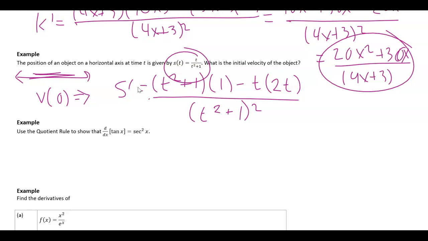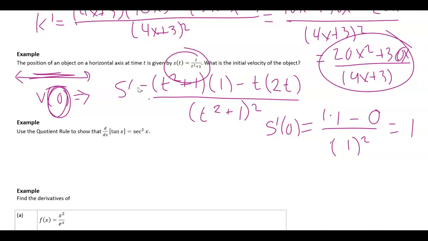Now it might be easier, like in this case, to just go ahead and plug in 0 right now and say s prime of 0 would then be 1 times 1 minus 0 all over 1 squared, or 1. You could go through and algebraically simplify this if you wanted to and then plug in 0, but you're going to end up getting 1 over 1 squared anyway.